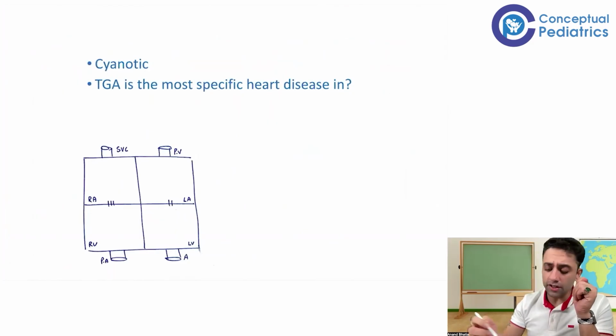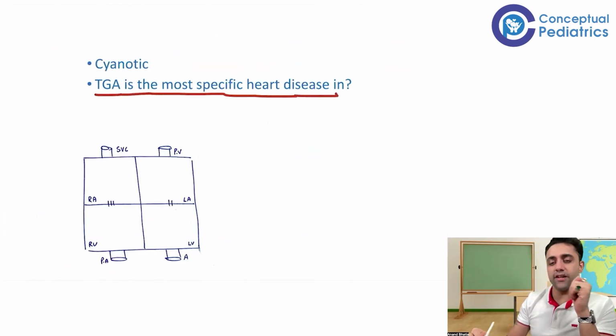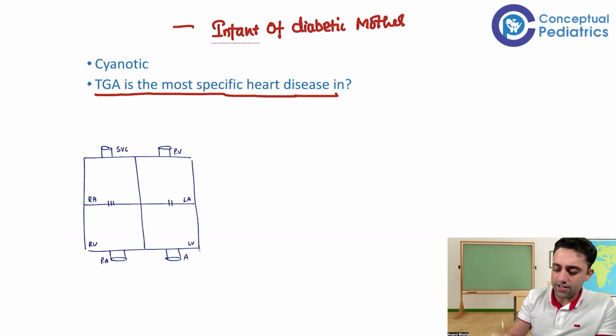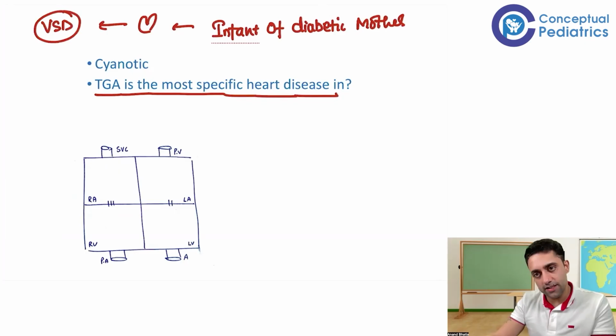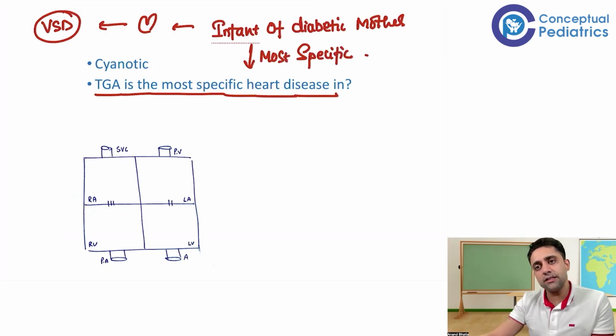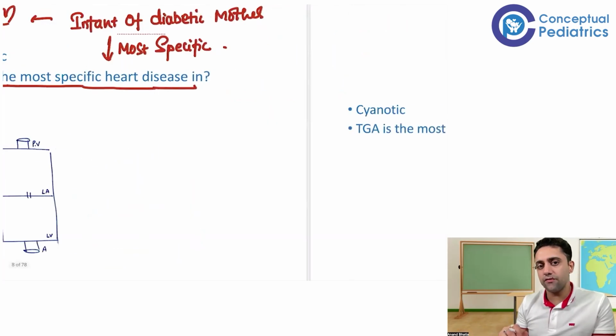Next question. TGA is the most specific congenital heart disease in which condition? Have you heard of infant of diabetic mother? So the most common congenital heart disease in infant of diabetic mother is what? The most common is VSD, and the most specific is TGA. So that you should know. The MCQ: the most common congenital heart disease in infant of diabetic mother is VSD. Most specific, it is TGA.